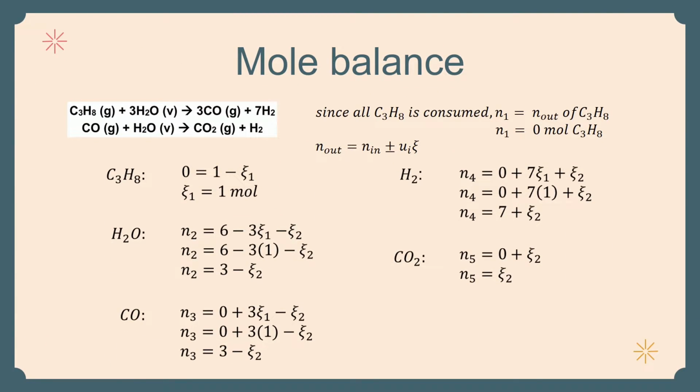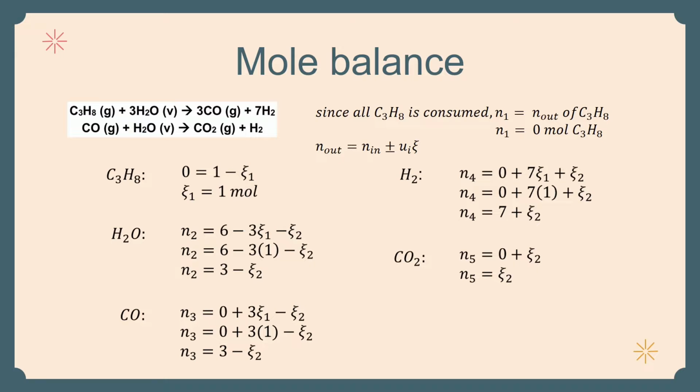For the mole balance part, we use the extent of reaction method. The upper reaction is zeta 1, the lower one we consider as zeta 2. Since all propane is consumed, as mentioned in the question, N1 is equal to N out of propane, so N1 is equal to 0 mole. The general equation of the extent of reaction method is N out equals N in plus or minus coefficient times zeta. For the propane balance, N1 is equal to 0, so we substitute 0 and it equals 1 minus zeta 1. The minus is because propane is the reactant.